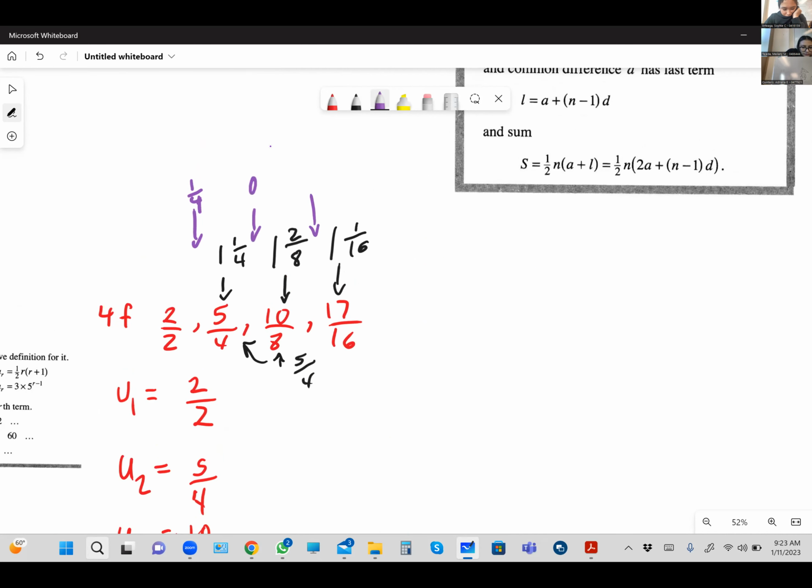We gotta see what's happening. It subtracted. What's 1 1/4 minus 1/16? I can't do it in my mind right now. 4/16 minus 1/16. It subtracted 3/16. It subtracted 3/16. So that's really weird, guys.